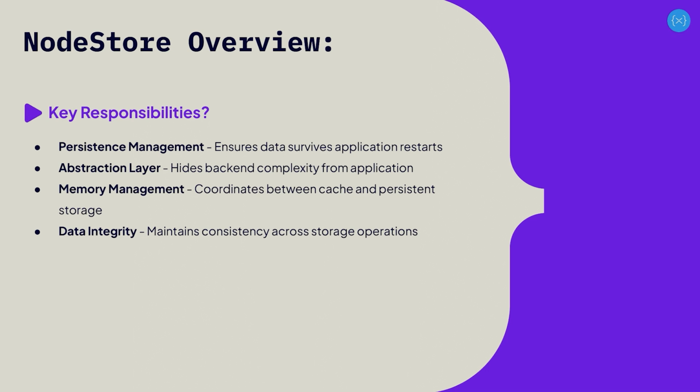The NodeStore overview, its primary functions are persistence management, so ensure that data survives across application restarts. It has an abstraction layer which hides backend complexities and allows for bolt-on backends. Memory management, which coordinates between cache and persistent storage and maintains consistency across storage operations for data integrity.